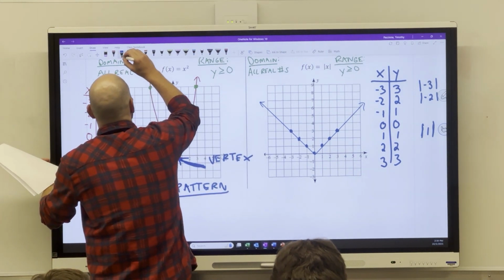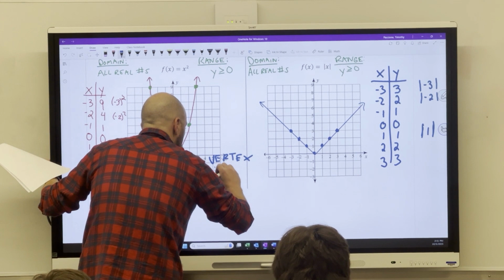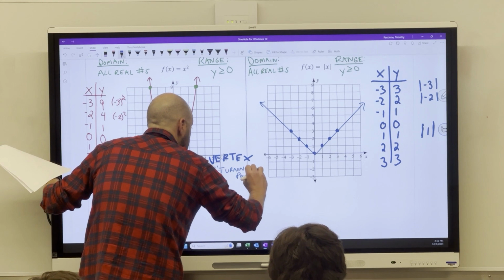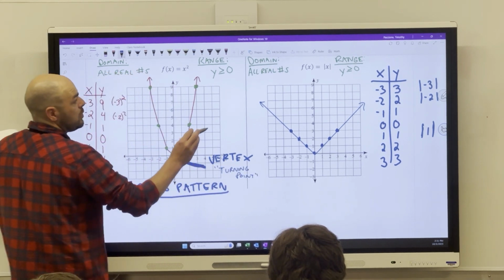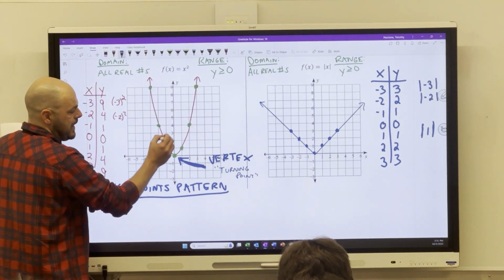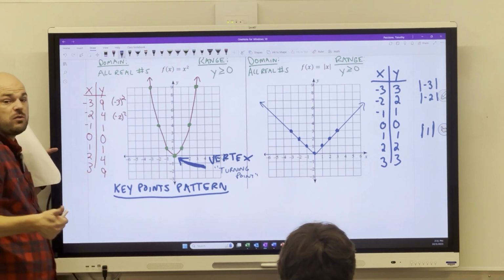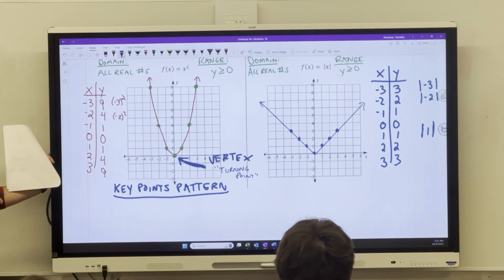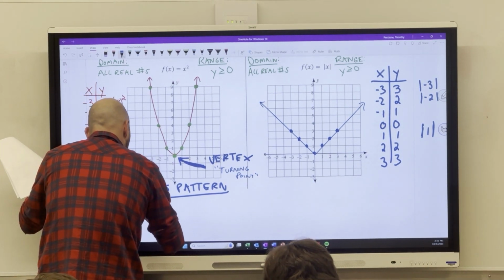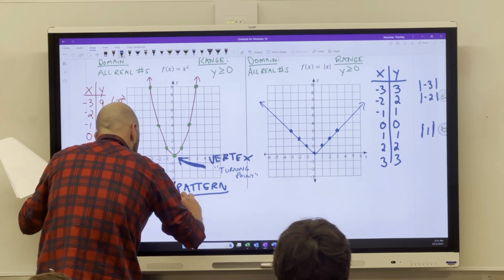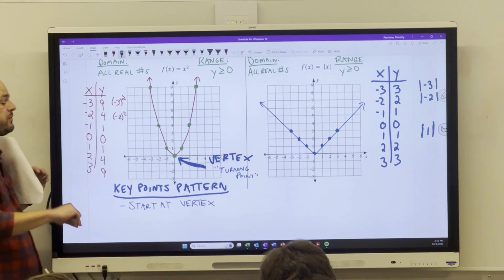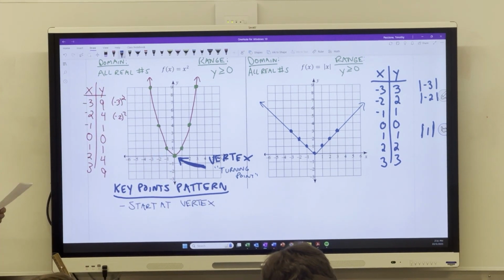Because that is our turning point. Wherever the function turns in a parabola, or in an absolute value for that matter, is our vertex. It goes down, down, down, down, down, and then it turns and it goes up, up, up. That's our vertex, and that's our starting point for these, okay? So first thing is we start at the vertex. Okay, and we continue to start at the vertex every single time with our pattern, okay?